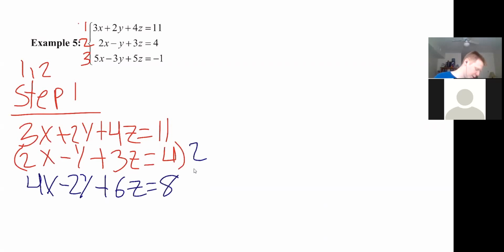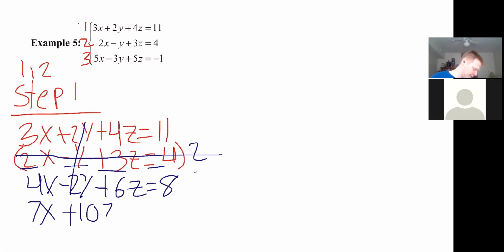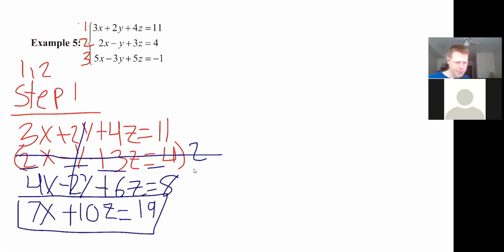Just make sure you multiply every piece by 2. You don't have to do this, but we're pretty much ignoring the old equation now. We're going to add together the top equation and our new equation. So we would have 7x, our y's cancel, which was our goal, plus 10z equals 11 plus 8, that would be 19. Okay, so we've got our first equation with just 2 variables.